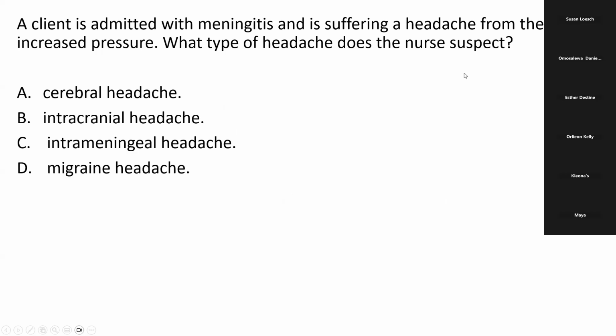A client is admitted with meningitis and is suffering a headache from the increased pressure. What type of headache does the nurse suspect? Intracranial headache.